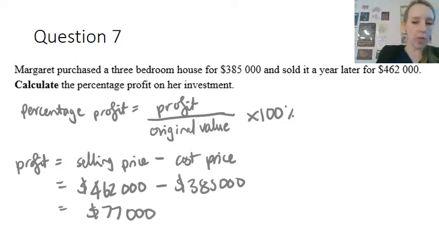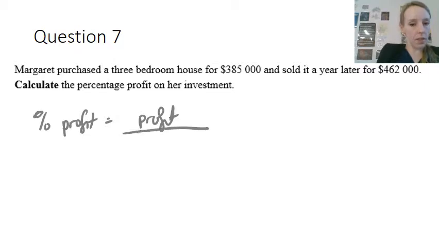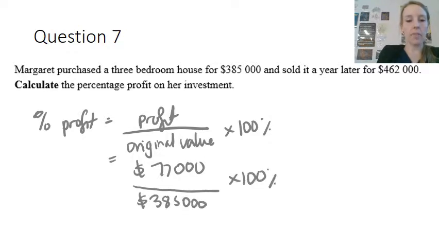So now we know our profit, we can put it back into our formula there. So her percentage profit was the profit over the original value times 100%. So the profit we worked out was $77,000. Her original value was how much she originally paid for it, which was $385,000. Multiply that by 100. If we put that into our calculator, we'll get 20%.